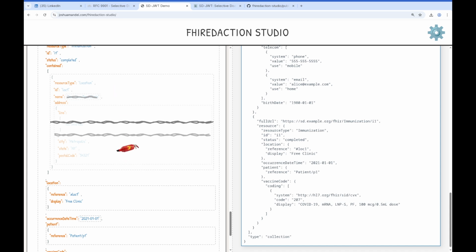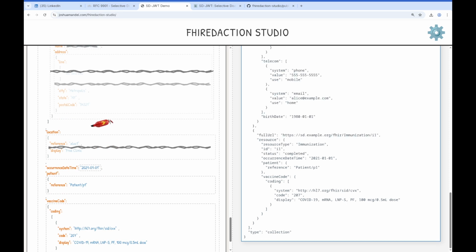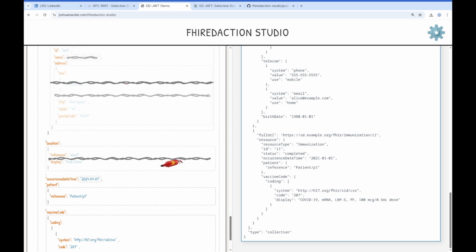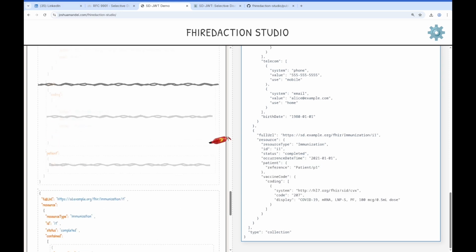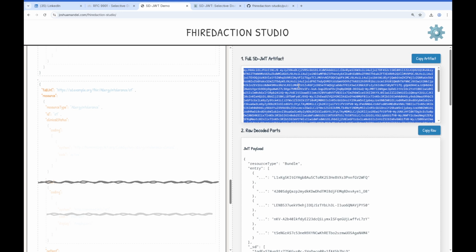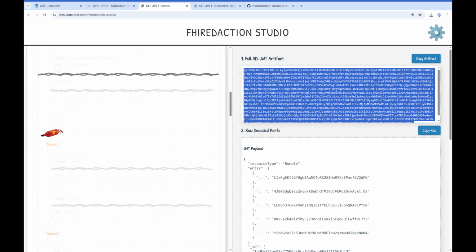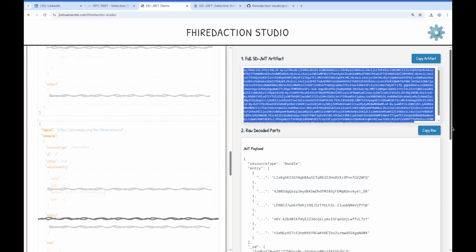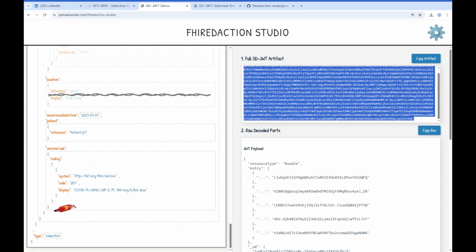So maybe I want to be able to say that I received this vaccine on a certain date, but I don't need to tell you that I got it at the free clinic at this particular address. So I can create a selective disclosure that just gets across the information that's needed for the use case. And just to see what's happening here, this is the artifact that would be copied and pasted or shared with the receiving party. And the more things that I cross out of the source payload here, the smaller that artifact is going to get. You can see this scroll bar here is shrinking a little bit as I redact more and more of this payload.